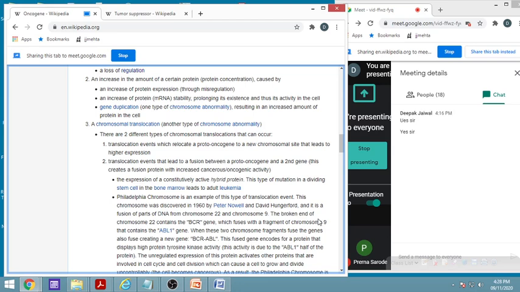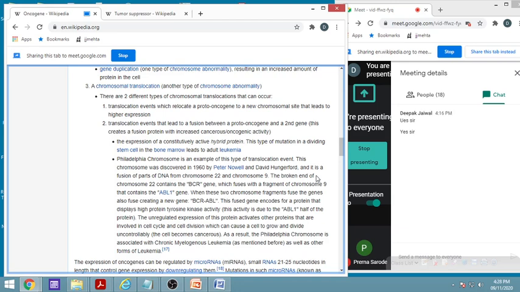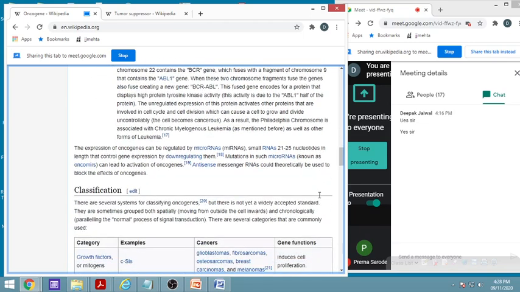Then chromosomal translocation, we know what it is, and it causes the exchange of genetic material between two chromosomes. This leads to fusion between a proto-oncogene and a second gene, which creates a fusion protein, and there is an increase in the cancer or oncogenic activity. So these are various situations. We will not go into all details. There are so many examples of these.